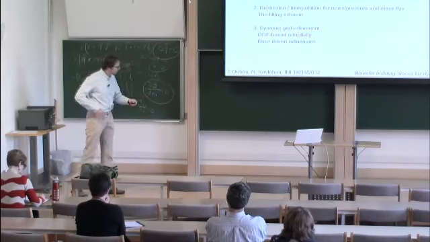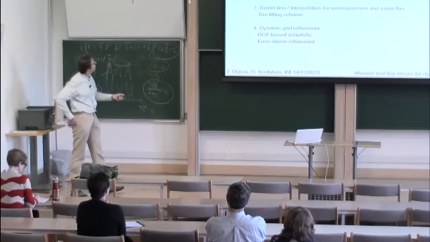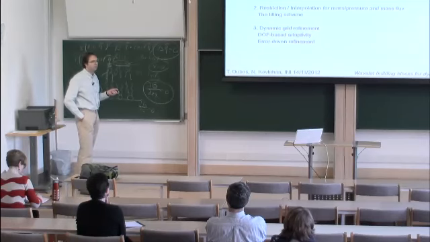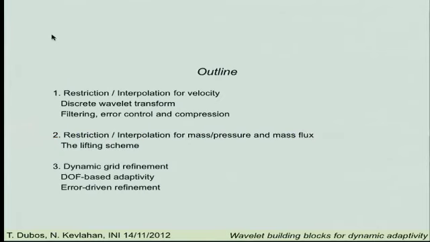Okay, so that's the outline of the remaining part of my talk. First I describe how we can construct restriction and interpolation for a velocity field which is on a staggered mesh. And I introduce the discrete wavelet transform at this point, and also the filtering and error control and compression that can be achieved based on this. And if I have time, I'll explain how I can construct the restriction and interpolation operators for mass and pressure and mass flux. And if I don't have time, I'll just show the result.